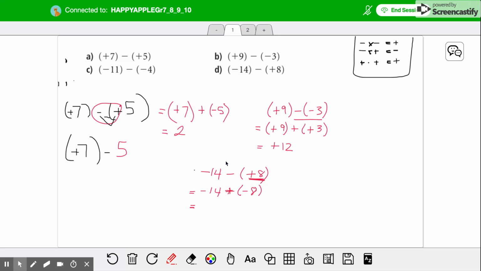Which is, that would make it more negative, right? It would, yeah. So 15, 16, 17, 18, 19, 20, 21, 22. Right. -22. Right. Oh, sorry. Okay, so now you've got -11 minus -4. So what do you do? The first thing you do here?